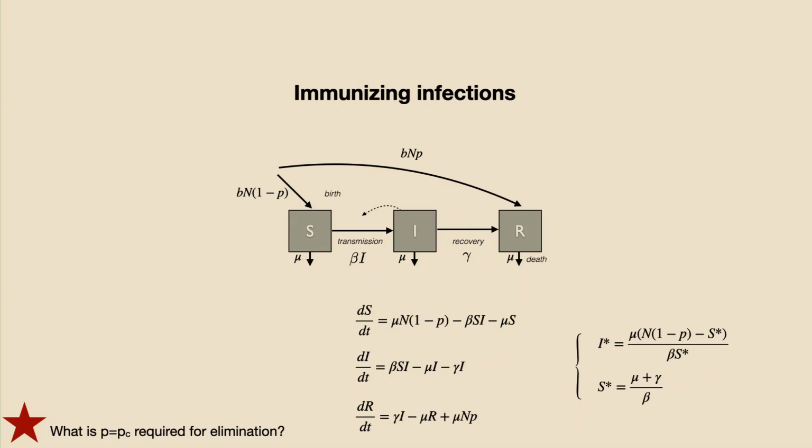So mu N, 1 minus P minus S star, divided by beta S star, equals 0. And I think what you're saying is that this needs to equal 0, right? Because the rest is. So it's N times 1 minus P equals S star. So S star divided by N equals 1 minus P, so P equals 1 minus S star over N.